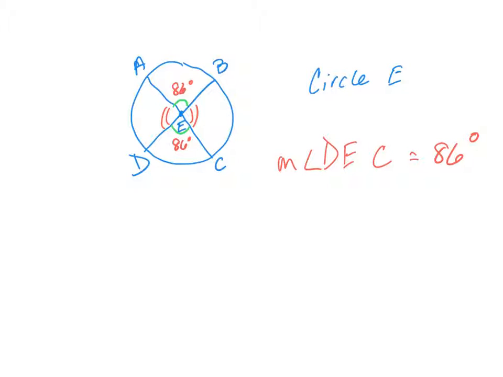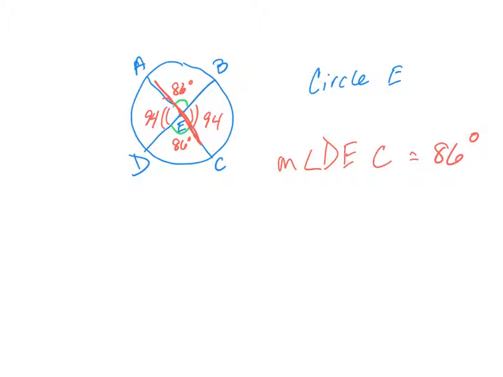What'd you get? 94. You can also look at these two, and they have to add up to 180 because they're on a straight line. You see them? Those two are on a straight line, 86 and 94, so they add up to 180. You can just subtract it from 180. Either way is fine. You would get the same answer, it's just yours has more calculations to it.